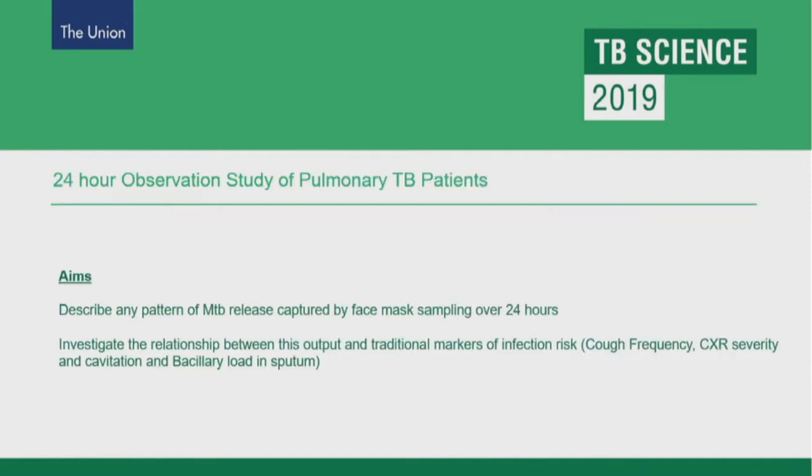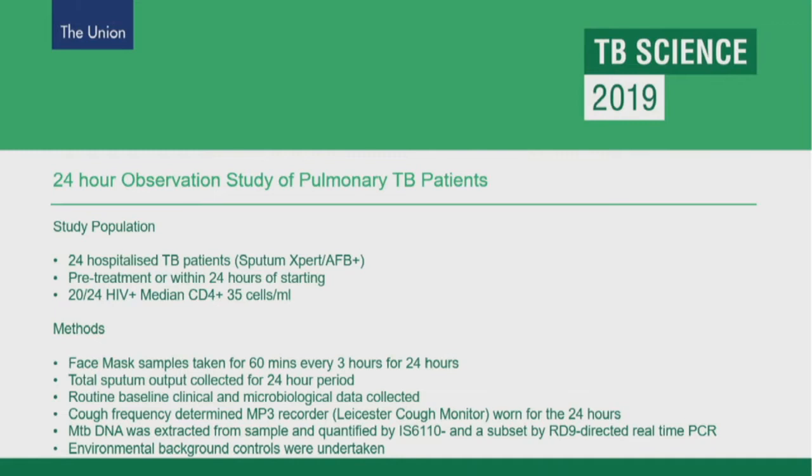The idea was to try and understand the relationship between what people exhaled, expectorated, and excreted over 24 hours, and to see if we could understand that relationship in the context of clinical markers of infectivity. So we found 24 hospitalized TB patients in 3 hospital sites in Pretoria in South Africa. They were already diagnosed with TB by either GeneXpert or AFB grade. They were pre-treatment or within the first 24 hours of treatment.